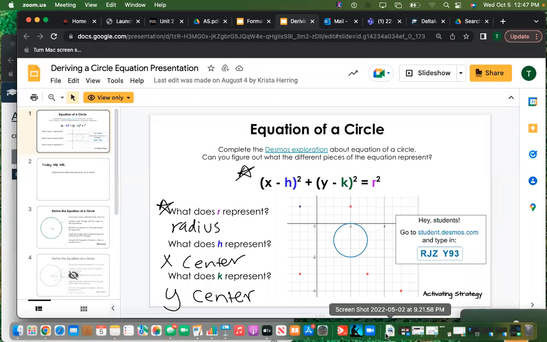Okay, so for this circle on the right-hand side, the center is going to be 2, -2. So that point is 2, -2. What we're going to do is plug that into our equation of a circle.